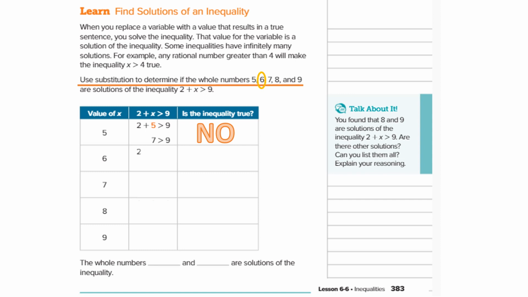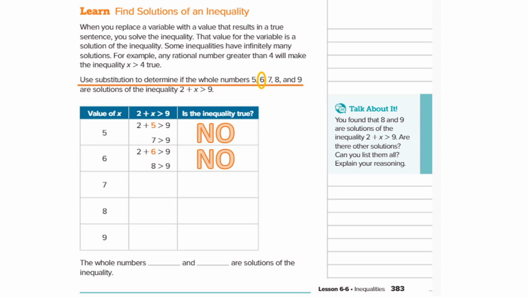So I look at 6. I'm going to substitute in to my inequality. 2 plus 6 is greater than 9. And then I add 2 plus 6 is 8, so 8 is greater than 9. Is that a true statement? No, that's not a true statement either.